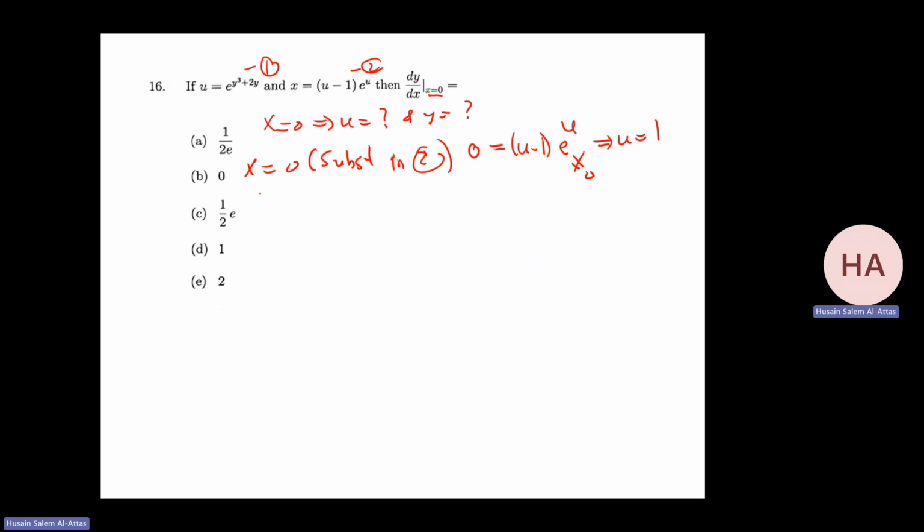So now substitute in 1. I have u is equal to 1. 1 equals e to the power y cubed plus 2y. Don't forget, 1 is what? e to the power 0. So I can compare it now or take ln of both sides. That gives you what? y cubed plus 2y equals 0.